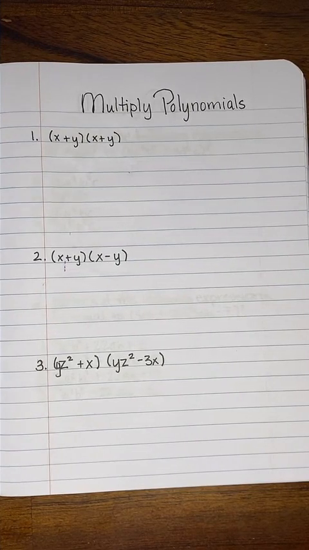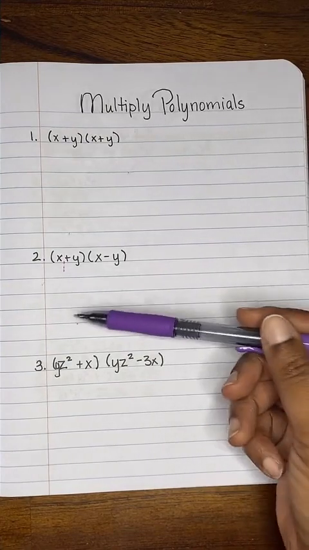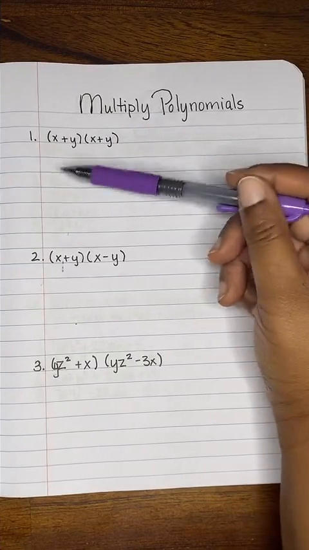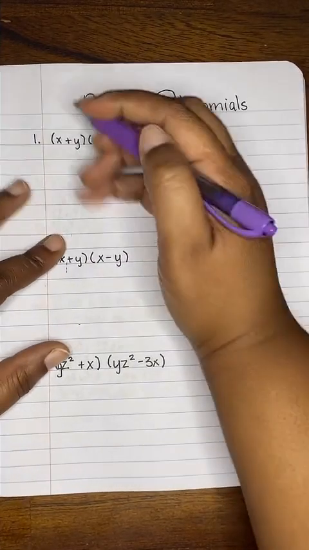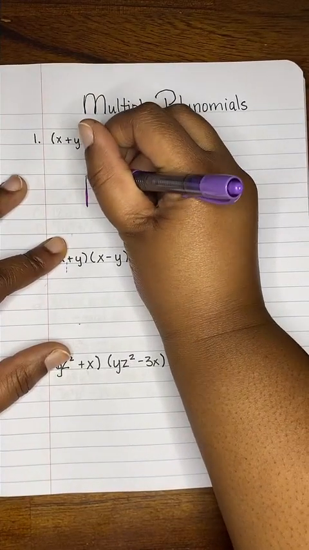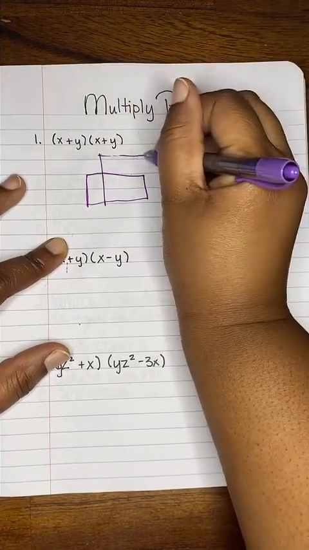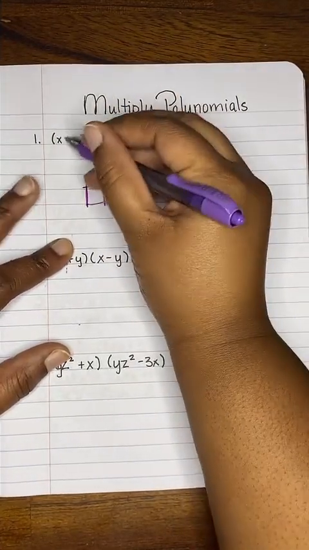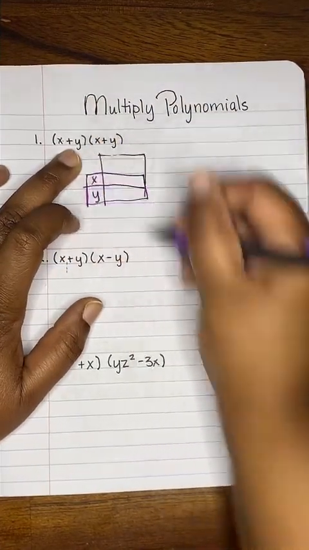Yep, so some people use FOIL, some people use the table. I'm going to show you both ways, okay? I'll do the table on this one, and we'll do the FOIL method on this one. So what you would do is draw a box, then put your first term, x, right here, and put your last term, y, right here.